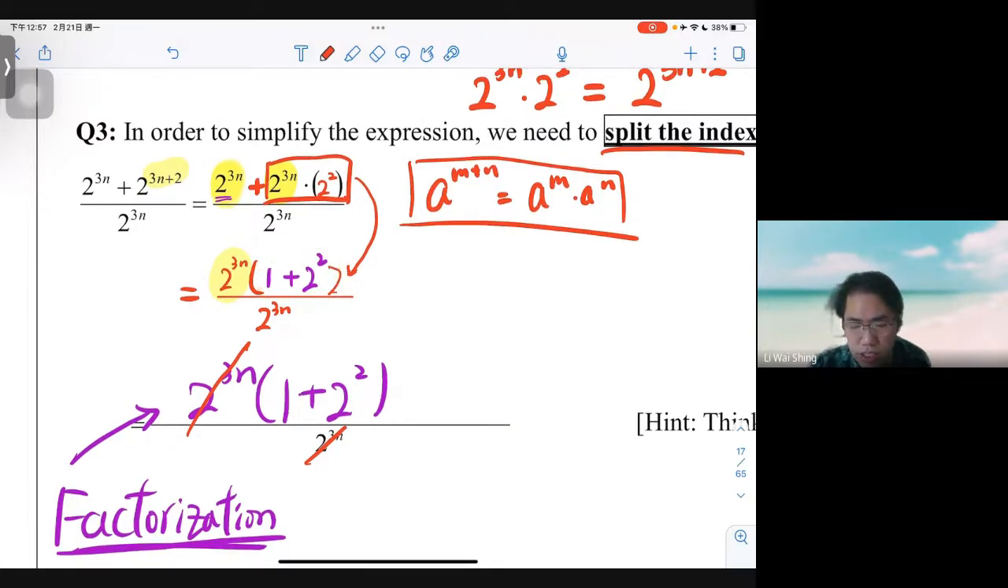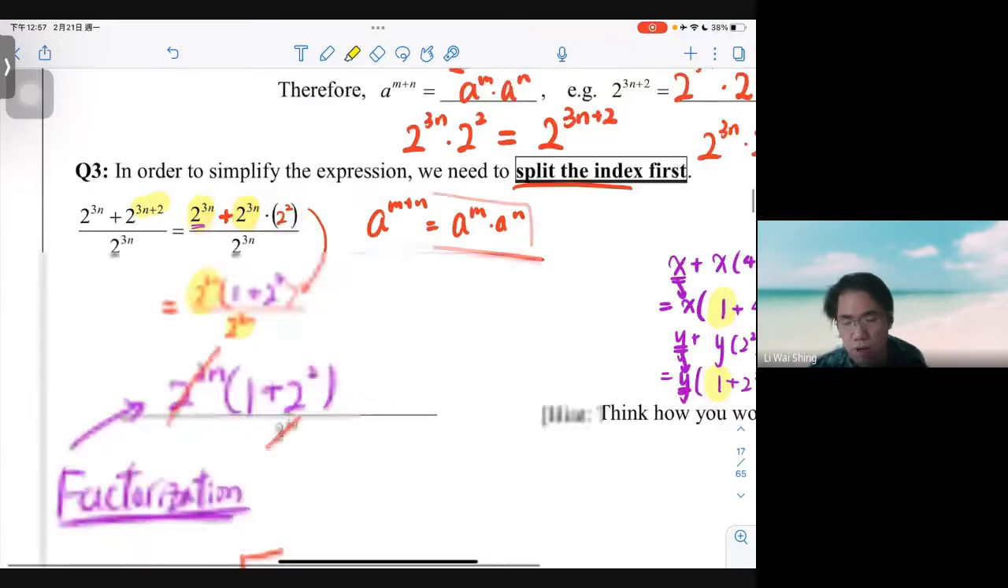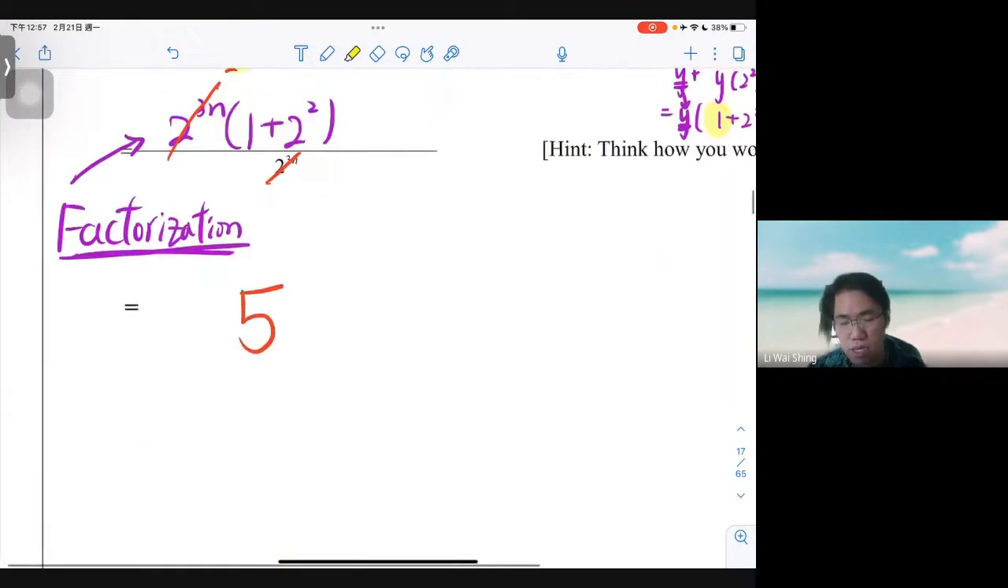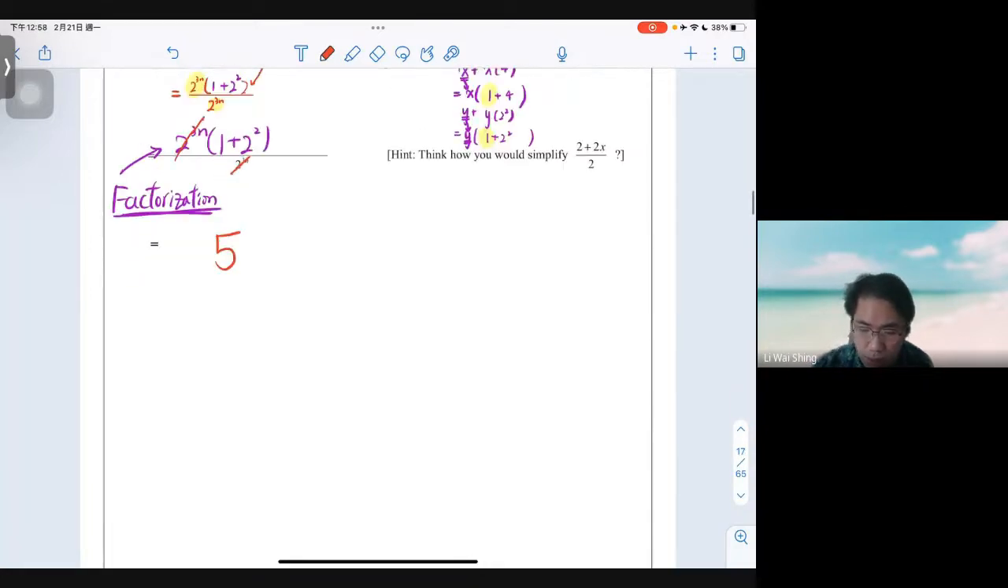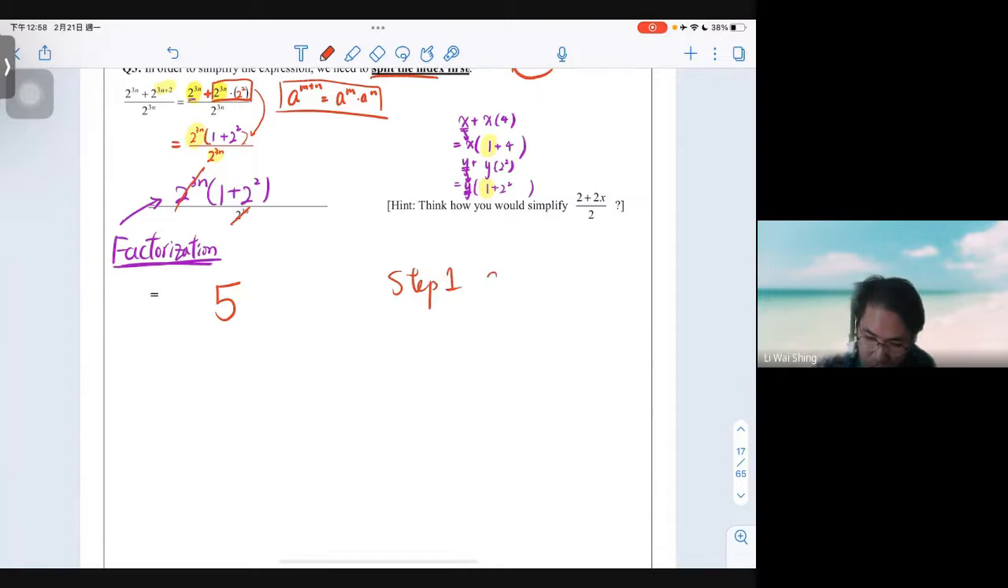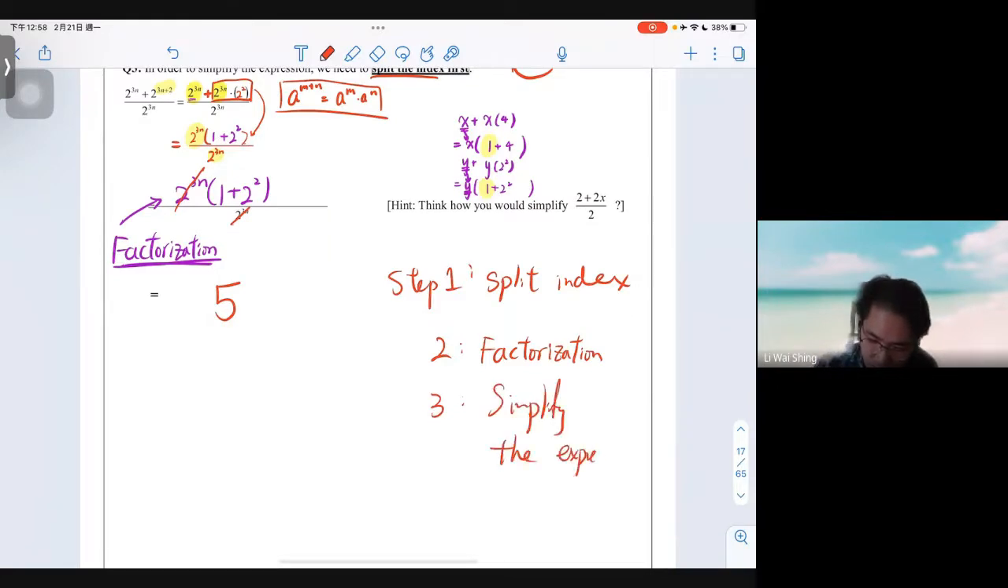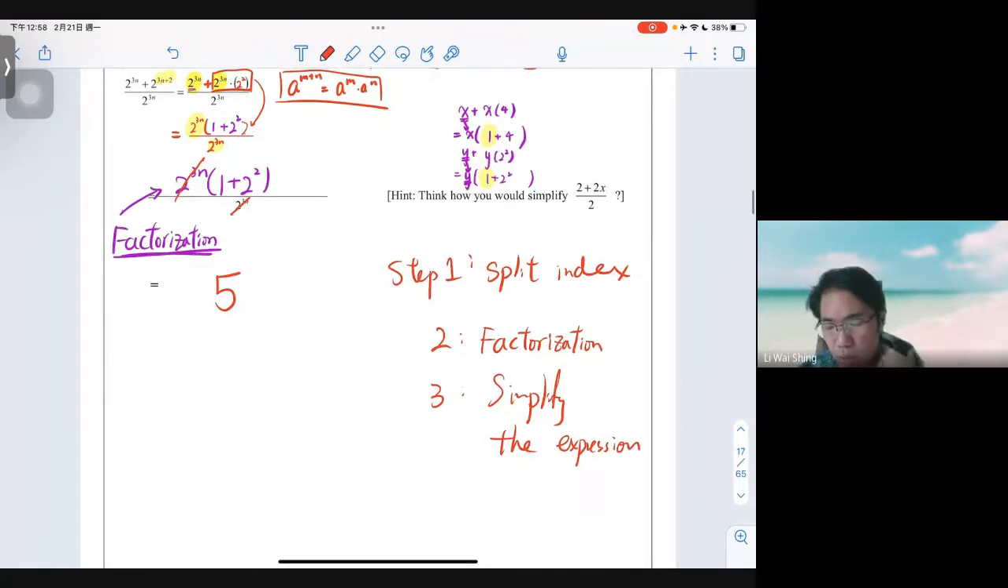And then I will do the factorization and left 1 plus 2 squared in the bracket. So in numerator, I got 2 to the power of 3n. In denominator, I got 2 to the power of 3n. Finally, I can cancel it out and left 5 as the answer. So you can drop down the steps yourself. Step 1, split the index. Step 2, factorization. Step 3, simplify the expression. So there are 3 steps to do this kind of question when there is a plus or minus sign.